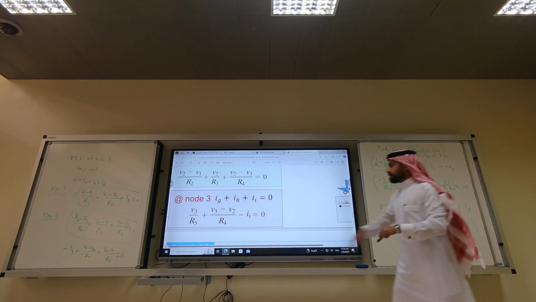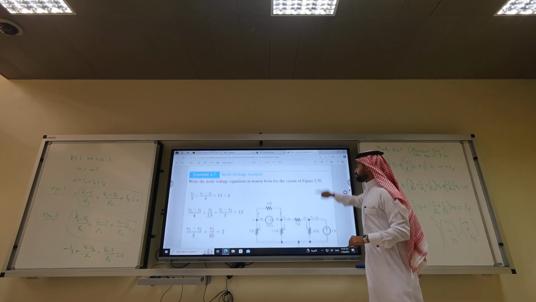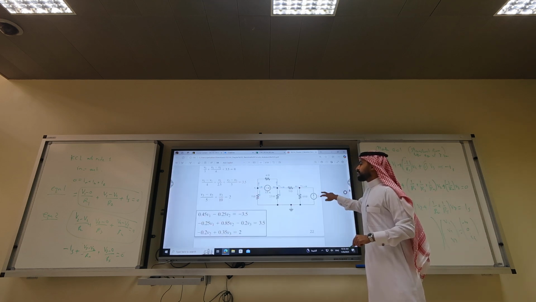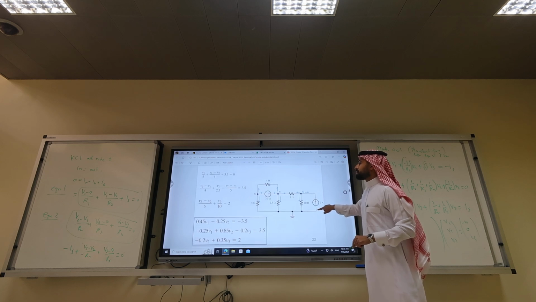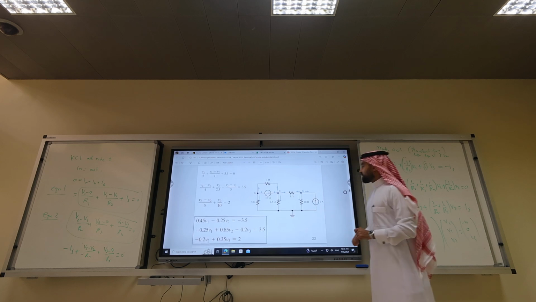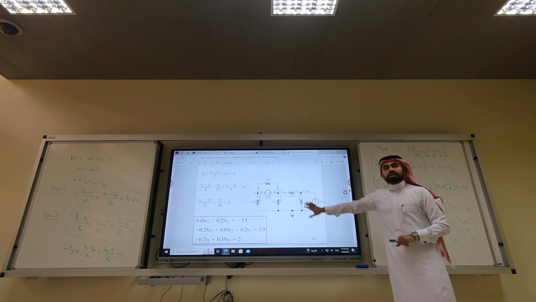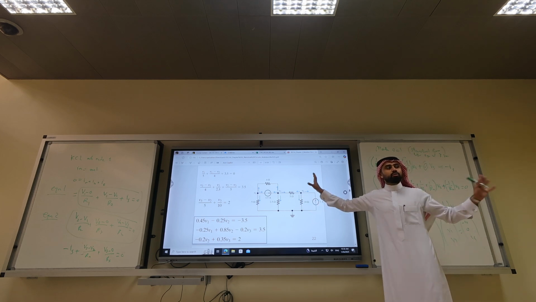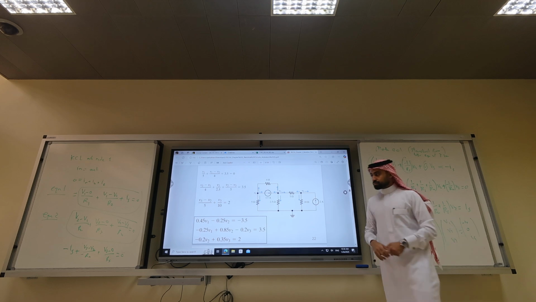Get it? Example. This is a numerical example and I want you guys to solve it. So let's look. In this system, it's scary, right? But now we know a standardized approach.